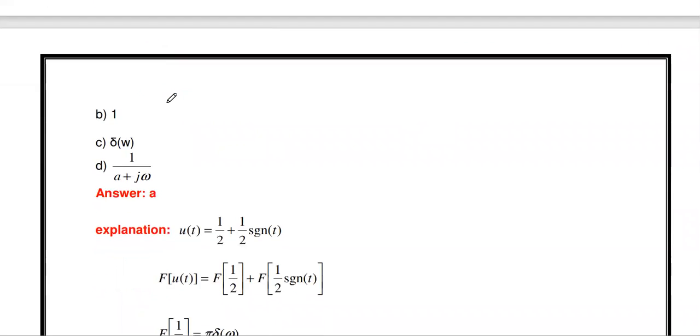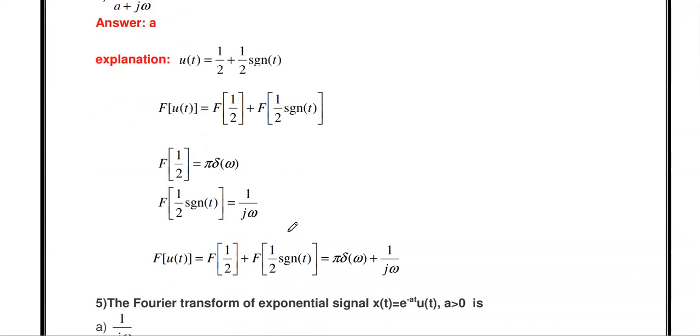Here is how to calculate the unit step signal. The unit step signal u of t can be written as 1 by 2 plus 1 by 2 signum of t. Here 1 by 2 is a DC signal, plus 1 by 2 signum of t. This is the relation. In the first video, one question in the standard signals asked for the relation between unit step and signum signal. Using this relation, we are going to calculate.